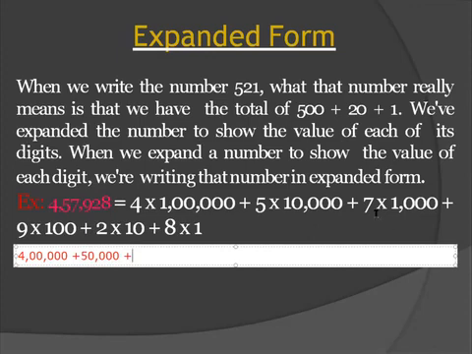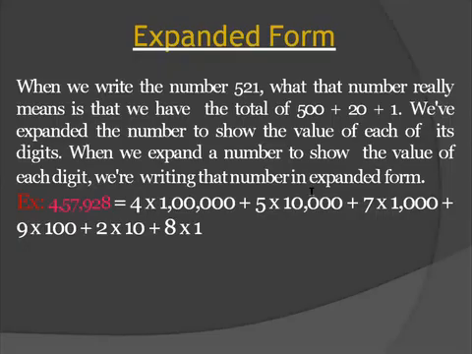Then here you have 7 into 1,000, so 7 into 1,000 means 7,000. Then here 9 into 100 means 900, plus 2 into 10, which is 20, plus 8 into 1, which is 8. So in this way also you can write, like this or like this. Both ways are correct. Now let us see the next example.